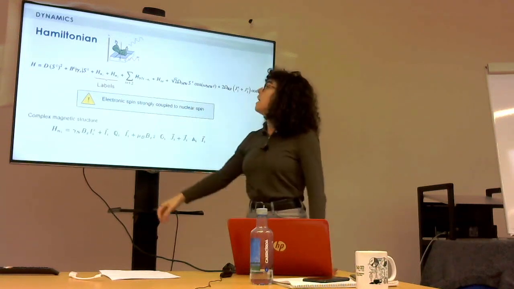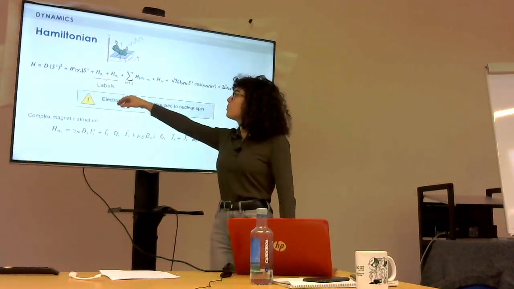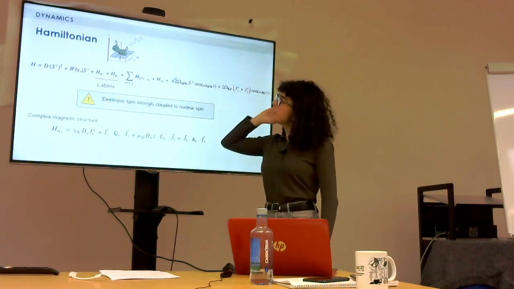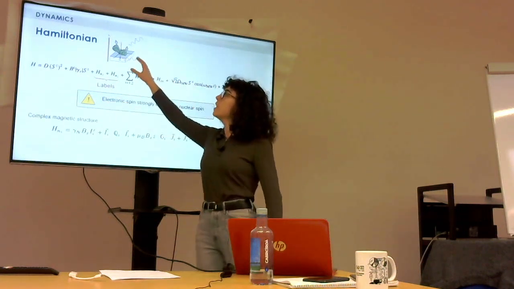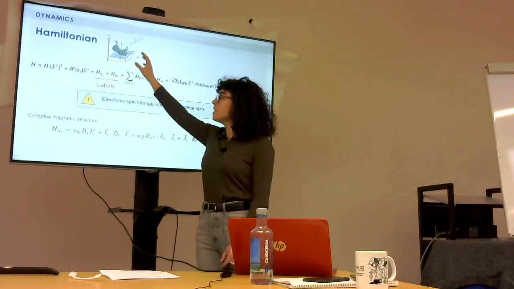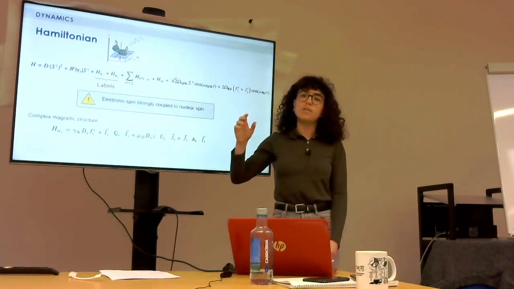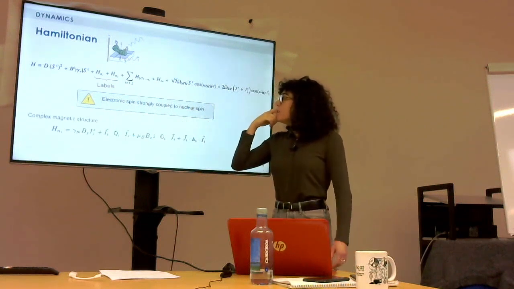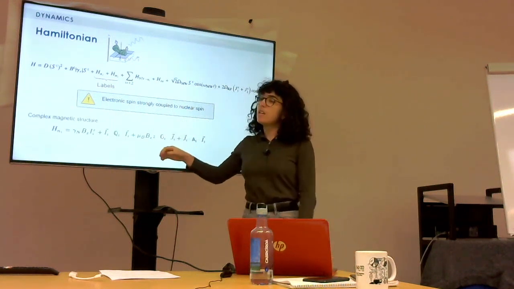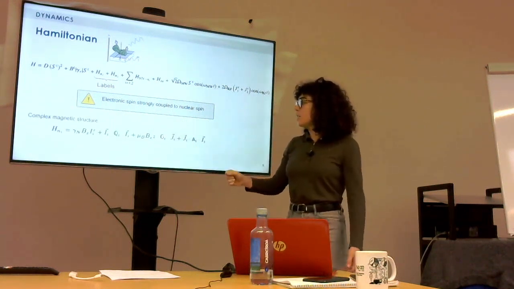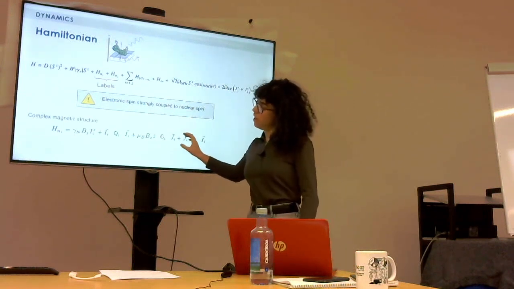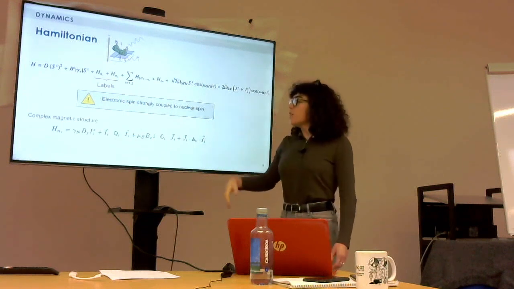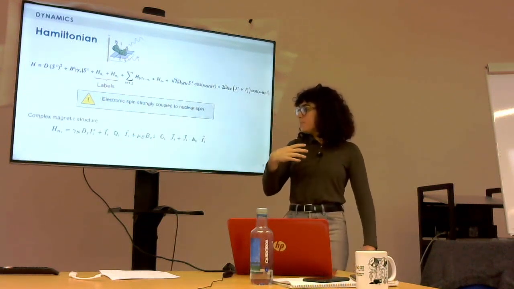These are the Hamiltonians that correspond to the labels. We are interested in the electrons of the labels. But the spin of these electrons is strongly coupled to the nuclear spin. So in the Hamiltonian, we need to take into account also the nuclear spin. As a consequence, we have a complex Hamiltonian.